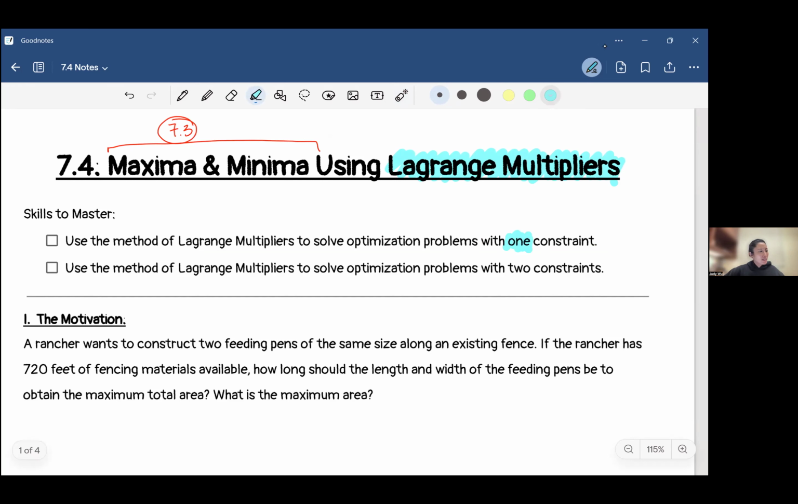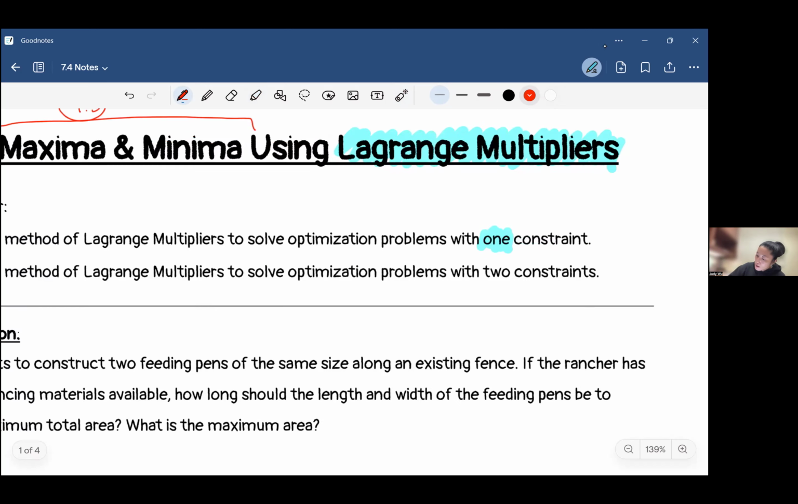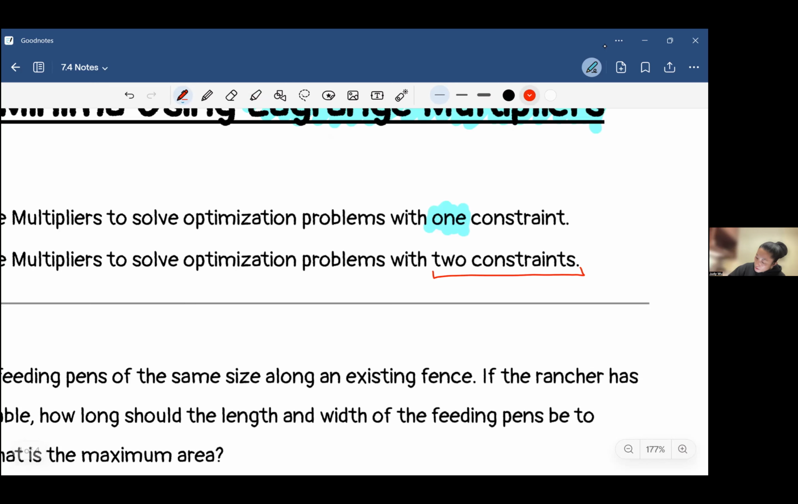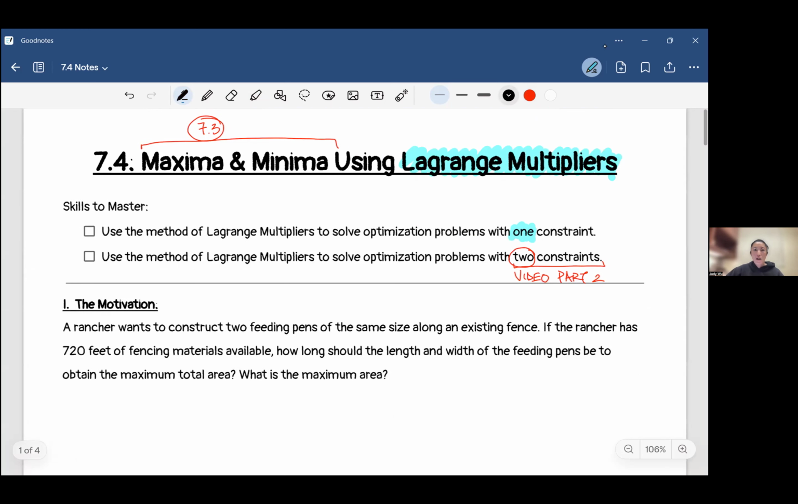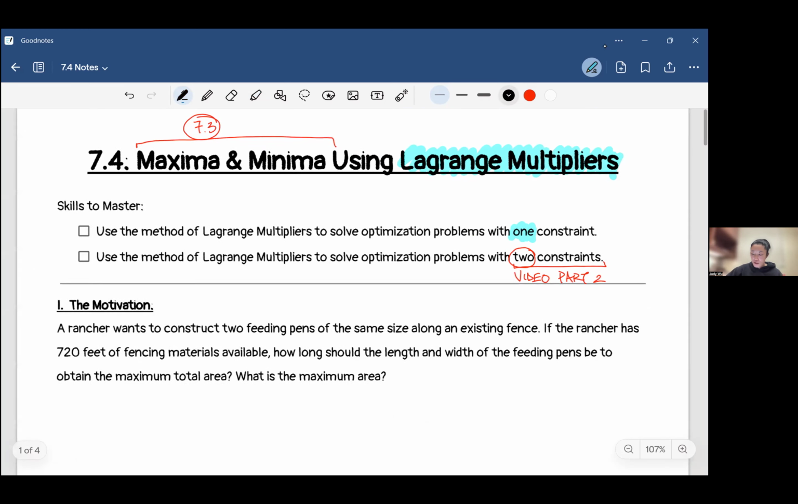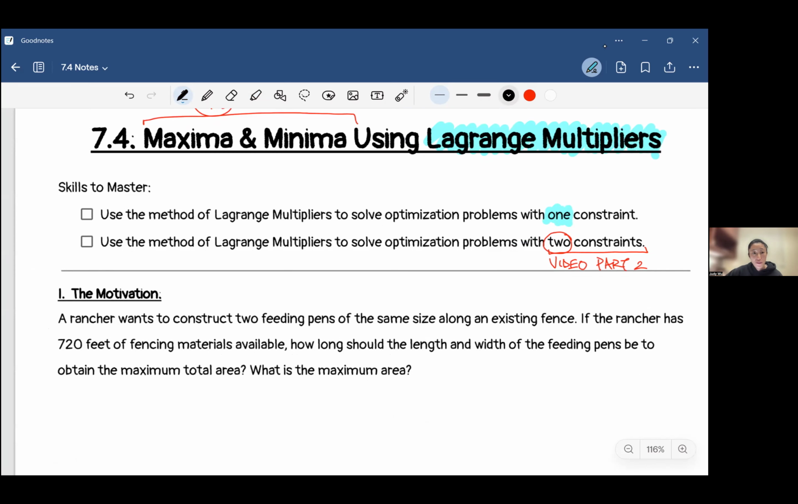We are going to do an example on two constraints, but I'm actually going to turn that into a separate video, like a part two. So if you're interested in that, great, and if not, then you can stop after part one. Video part two, we'll talk about the two constraints. But as far as the scope of what we're going to cover in our class in terms of the homework and the test, we're going to be looking at just one constraint.